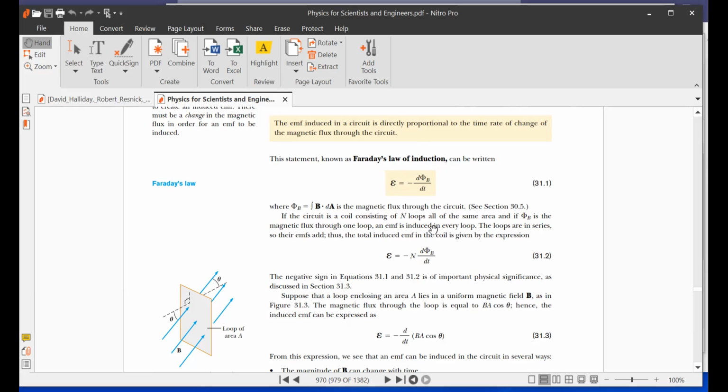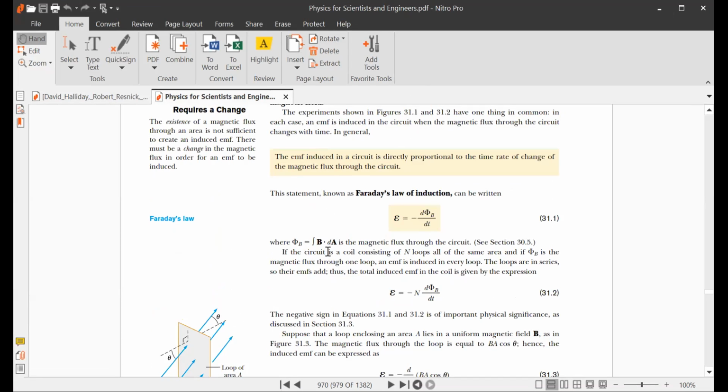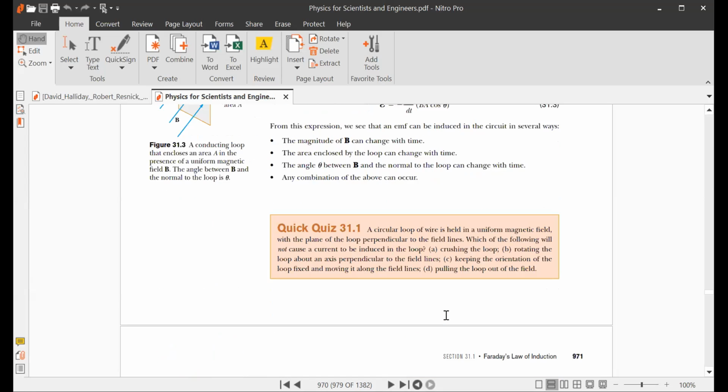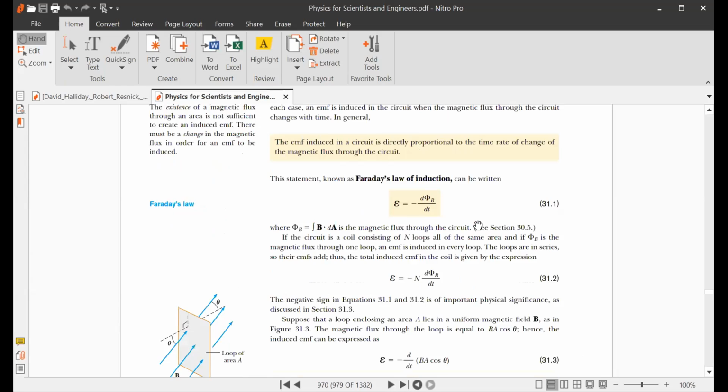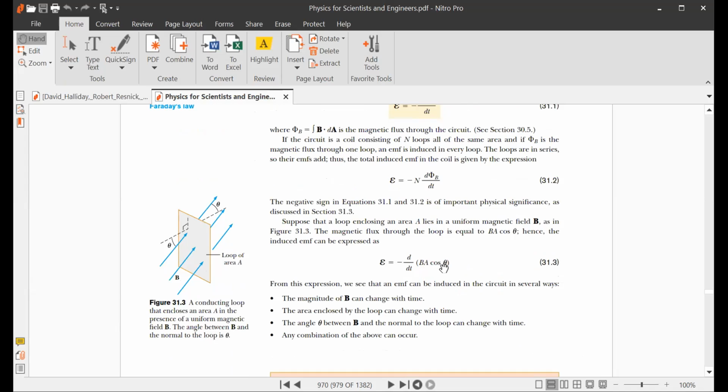This phi B is the magnetic flux. It means the integral of B dot dA. Because this is a scalar product, we have BA cos theta. This theta is the angle between the normal vector of the surface and the magnetic field. This is the picture on the left in Figure 31.3.